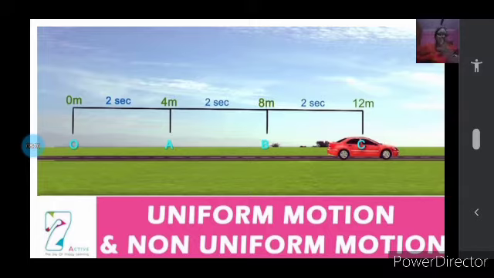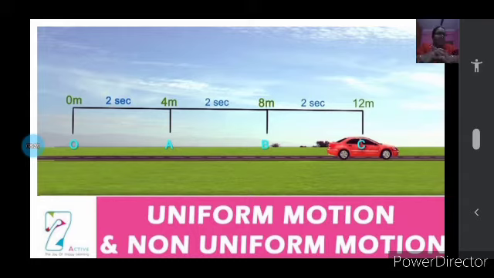A, O, A, B, C are all at equal distances. Here you see distance and time both are there. Then only you can find out the speed. So O to A, the distance is 4 meters. A to B again 4 meters. B to C again 4 meters.